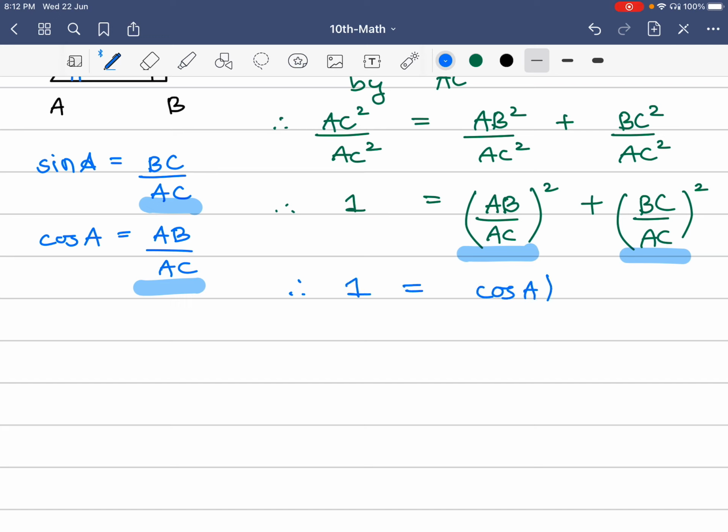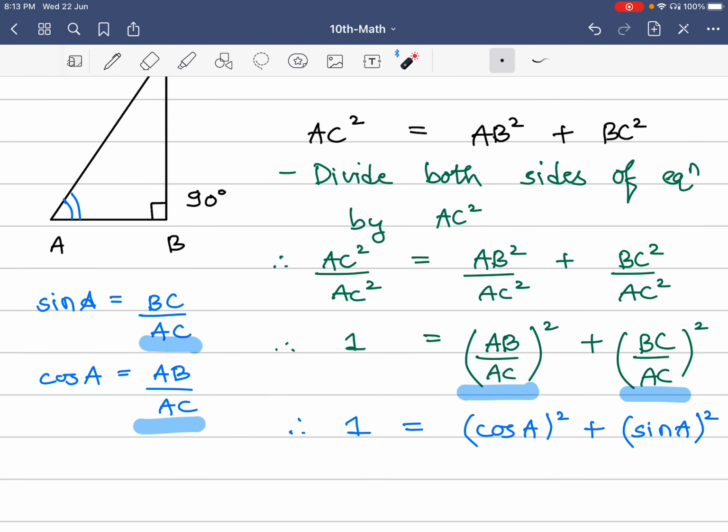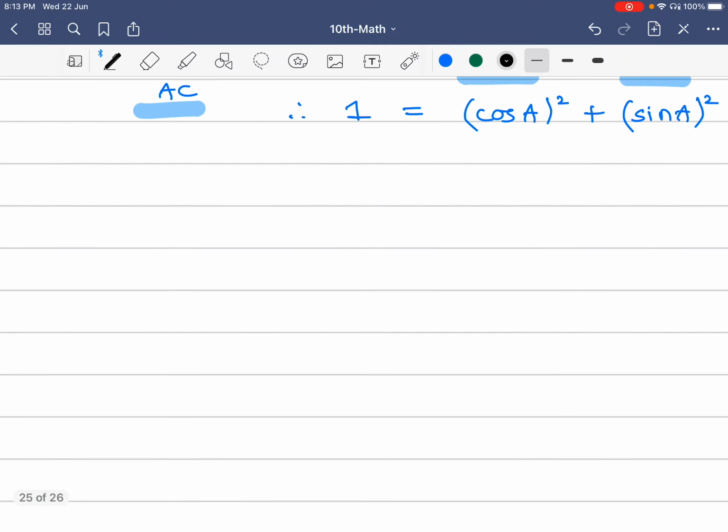so it's going to be cos A the whole square, plus BC by AC is sin A, so sin A the whole square. Thus we get this identity: 1 is equal to cos A whole square plus sin A the whole square. This is true for all the values of A. It doesn't matter what the value of A is. A is any angle of this right angle triangle, so it can be 1 degree, 2 degrees, 10 degrees, 45 degrees, 60 degrees. No matter what the value of A, cos A square plus sin A square is always going to be equal to 1.